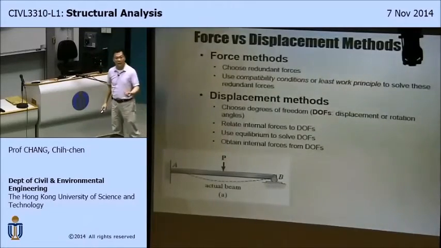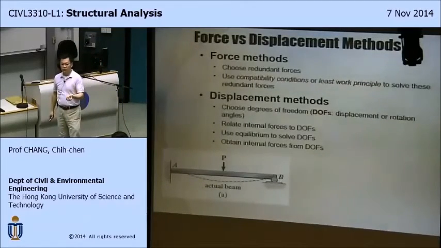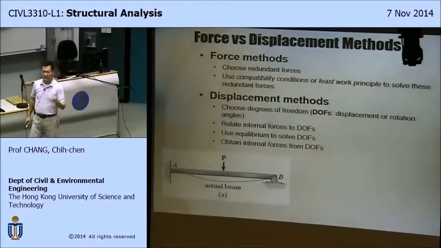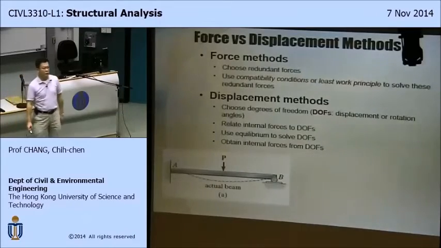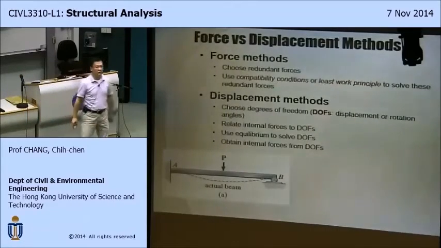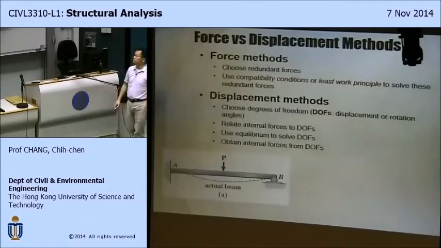And we just made a comment saying that because you go for the redundant force, the degree of redundant force then dictates how many equations you need. And we just said that most structures have a high degree of indeterminacy. So that's why it's getting more and more difficult to solve very complicated structures.